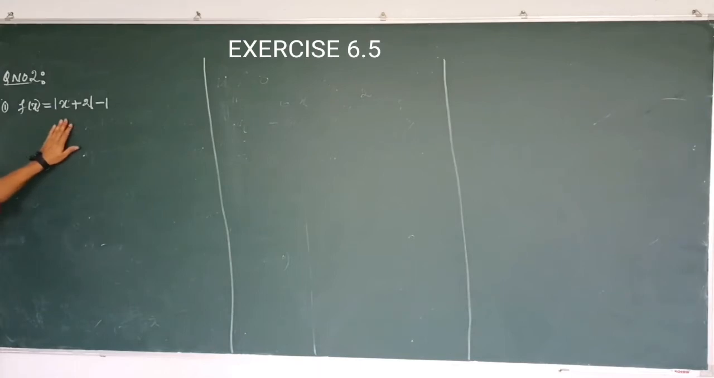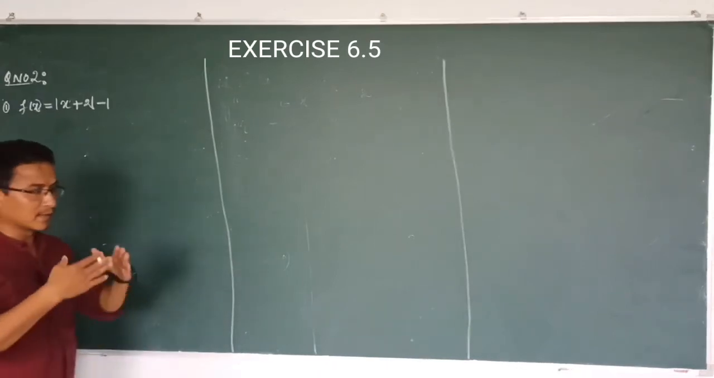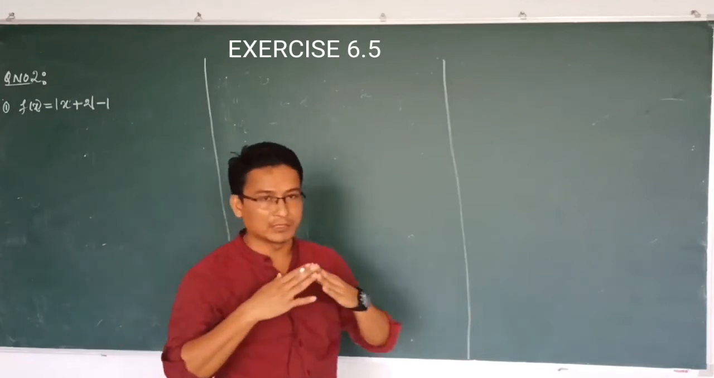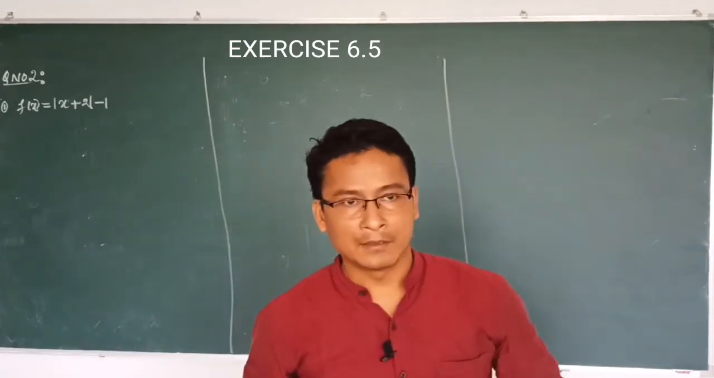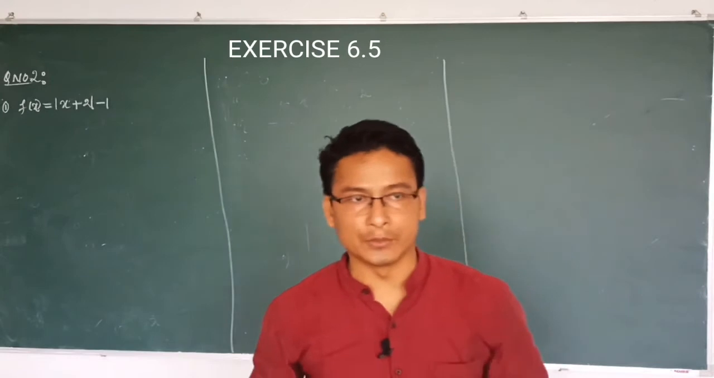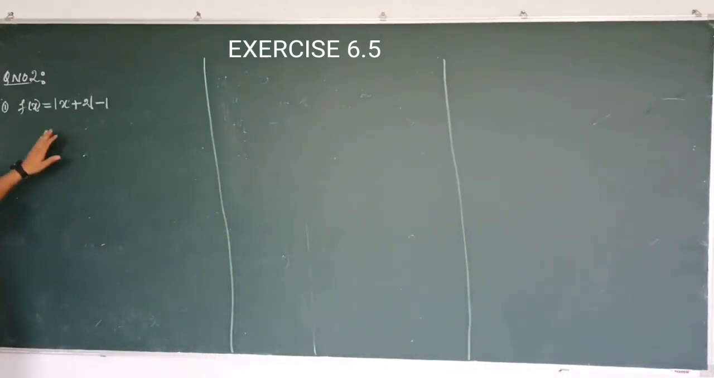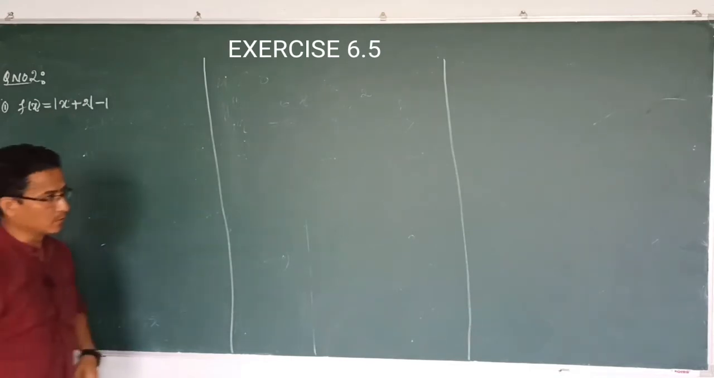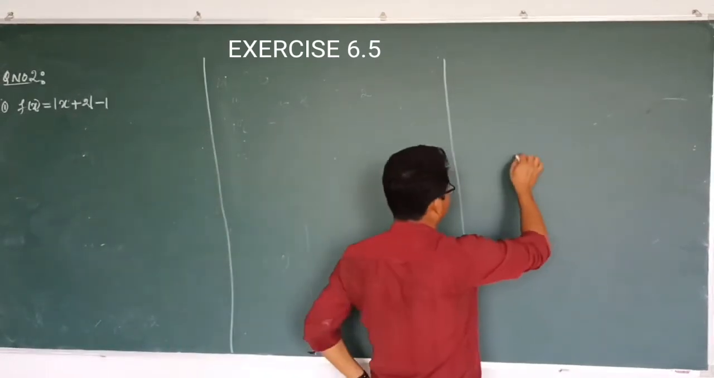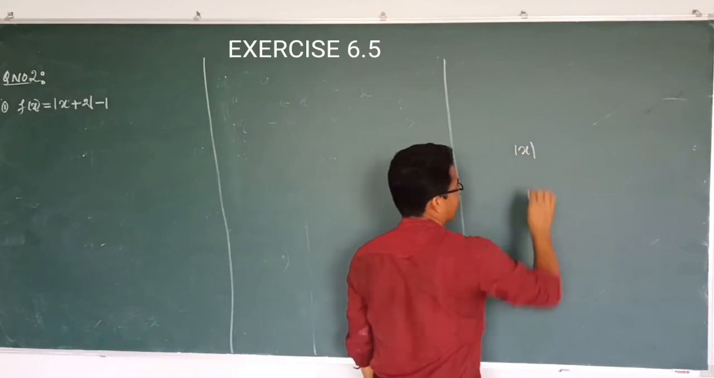So as we already discussed, at a sharp point we do not get dy by dx equal to 0. So by differentiating directly it does not work, because at the sharp point we do not get dy by dx equal to 0. So you know how we differentiate modulus of x.